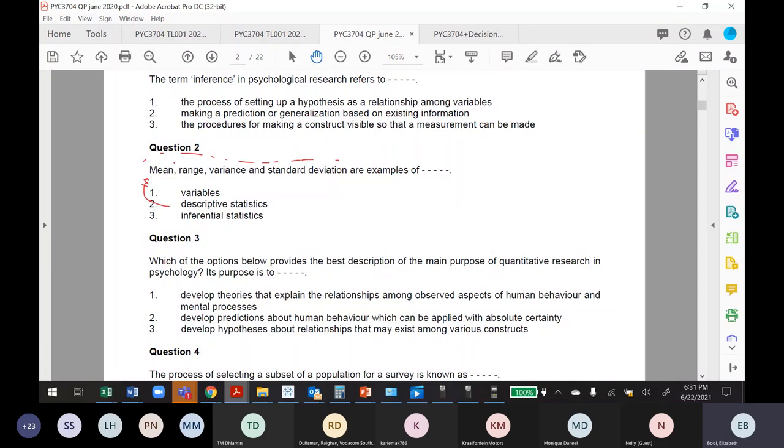Inferential statistics, on the other hand, is about inferring the information or making conclusions about the population based on the sample information that you collected from the population.